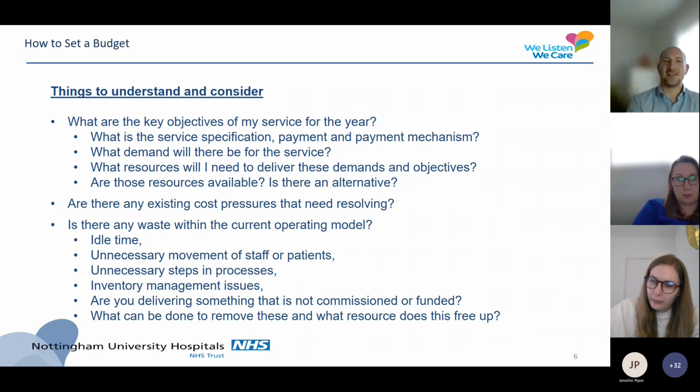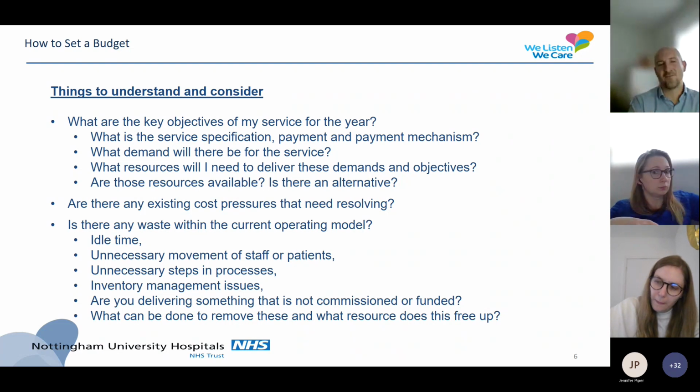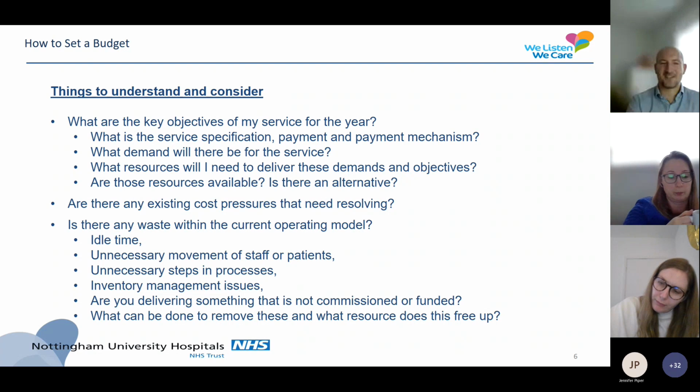But it doesn't necessarily mean that has to be a pounds value as well, because ultimately we're here to treat patients. And whilst I've got a finance hat on in my role, the most important thing I think we can, across any staff group, agree is delivering the best possible care for our patients, whether that be cost effectively or qualitatively.